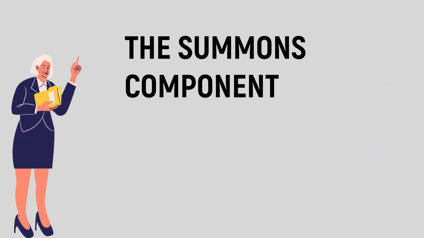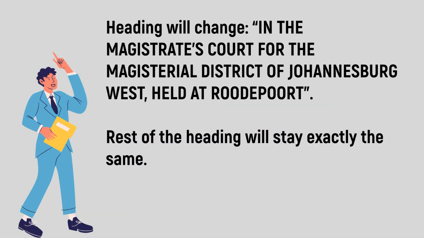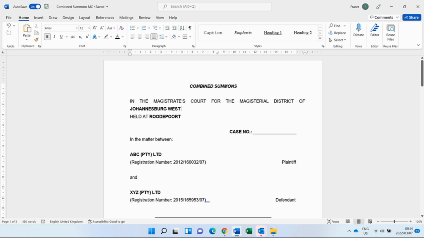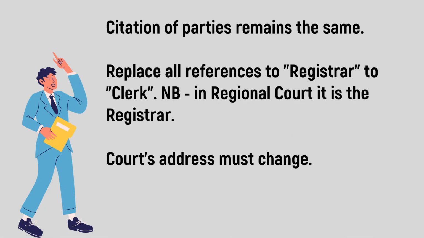Regarding the summons component of the combined summons, the only difference in the heading will be the court out of which we are proceeding. Let's pretend we are issuing summons in the Roodepoort Magistrates Court. The court's particulars will be in the Magistrates Court for the Magisterial District of Johannesburg West, held at Roodepoort. The remainder of the summons heading will stay exactly the same. The heading will therefore look as follows. The citation of the parties will also remain exactly the same.